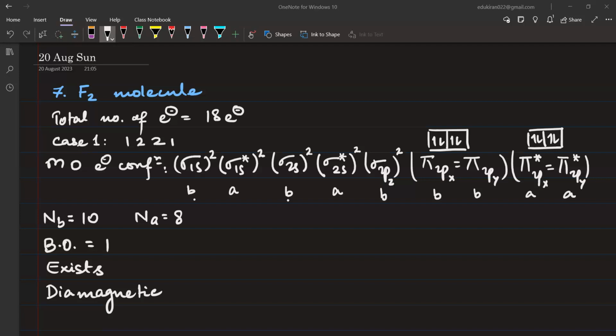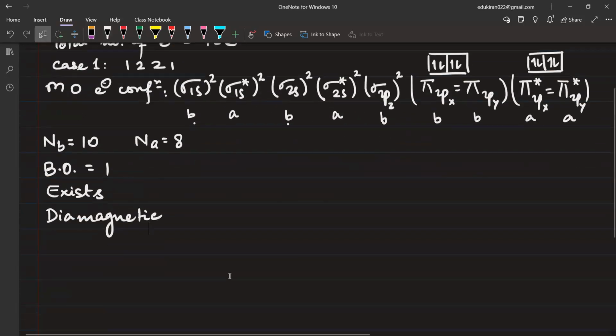Let us move on to the next one. Last one we finish, then Ne2, okay? Ne2, and don't write anything else: bond order, exist, diamagnetic, right? Nothing else to write here. Write the 8th one.